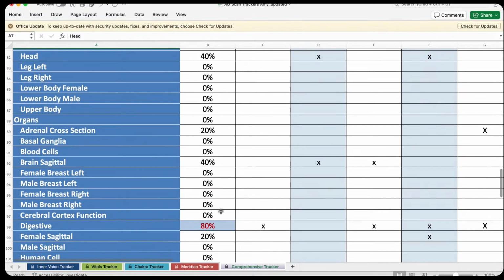All right, the digestive system is showing up 80% of the time. I'm just going to circle the word digestion here because we don't need any more proof that the digestive system could use, energetically at least, some help.